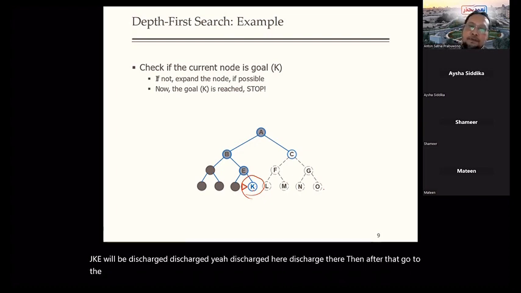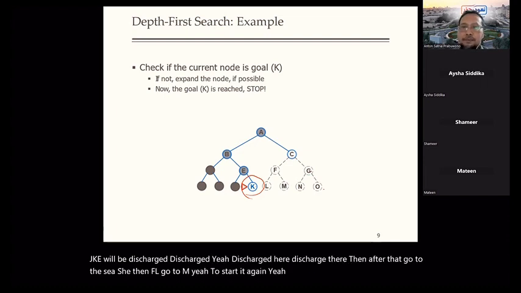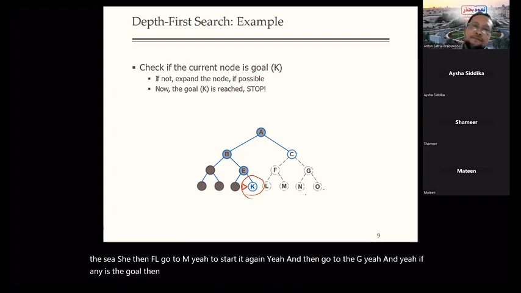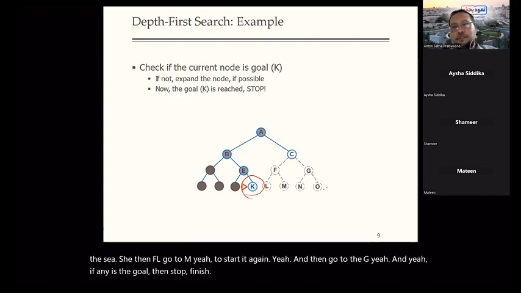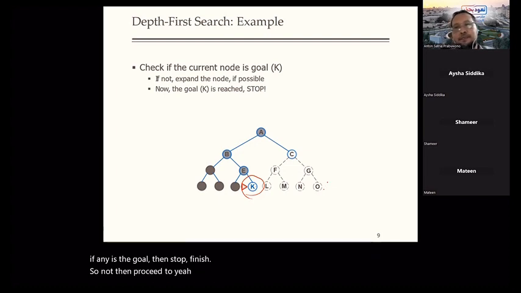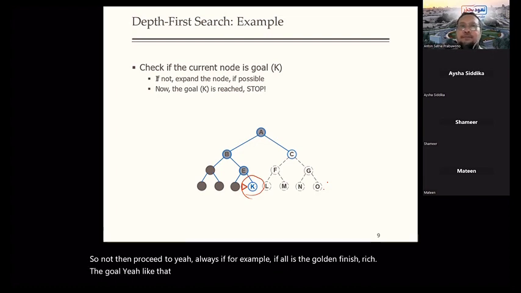C, then F, L, go to M. Discharge it again, and then go to the G. And if N is the goal, then stop, finish. So if not, then proceed to O. If, for example, O is the goal, then finish, reach the goal. Like that. That is a depth first search. So we go to the deepest node first. After that, proceed to the next branch. And that is the depth first.